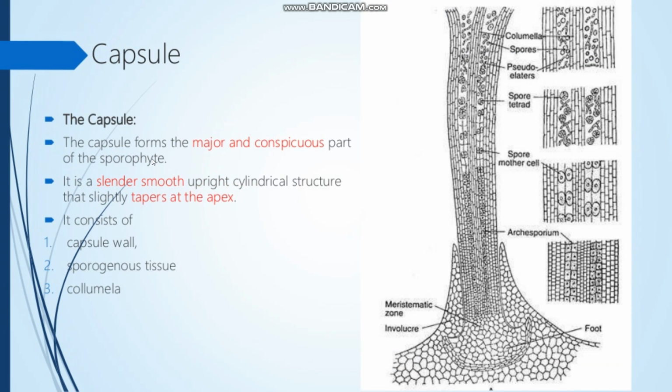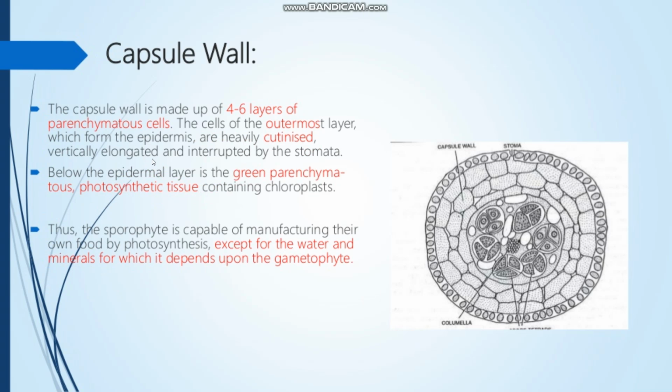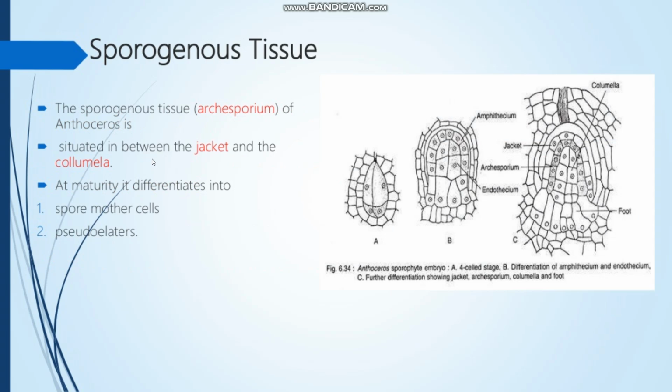Capsule. So the capsule forms the main and conspicuous part of the sporophyte. It is a slender, smooth, upright cylindrical structure that slightly tapers at the apex. It consists of capsule wall, sporogenous tissue, and columella. Capsule wall. The capsule wall is made of 4-6 layers of parenchymatous cells. The cells of the outermost layer, which forms the epidermis, are heavily cutinized, vertically elongated, and interrupted by stomata. Below the epidermal layer is green parenchymatous photosynthetic tissue containing chloroplasts. Thus, the sporophyte is capable of manufacturing its own food by photosynthesis.